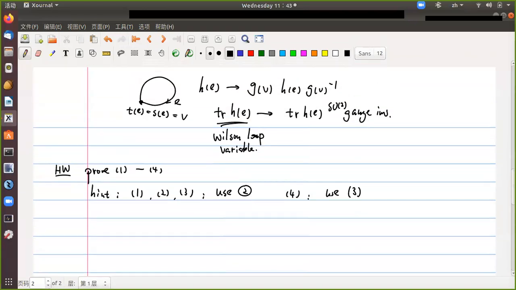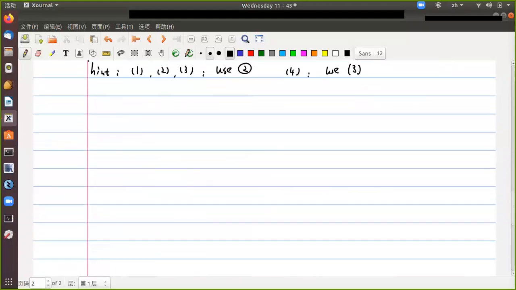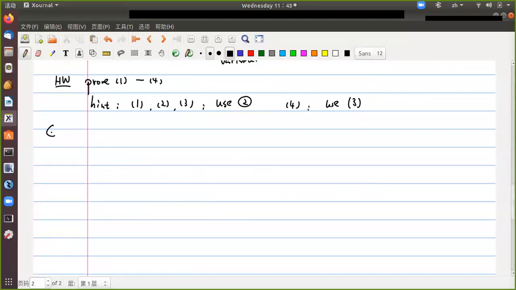Let me introduce the second lattice variable, what we call gauge covariant flux. So how do we define it? The flux, which we call P_j of E, is a little bit more complicated than the holonomy, as we will see.